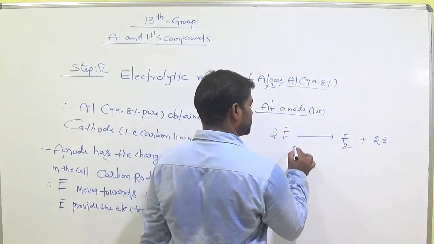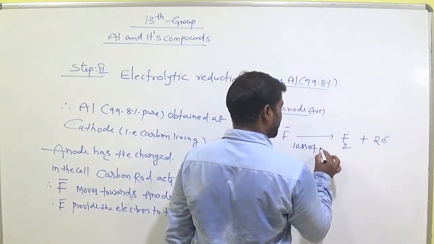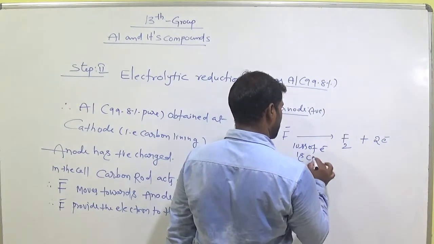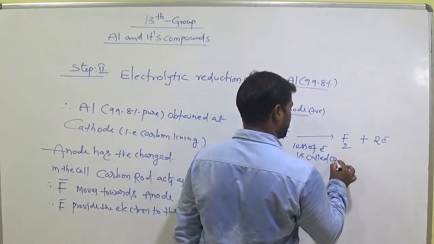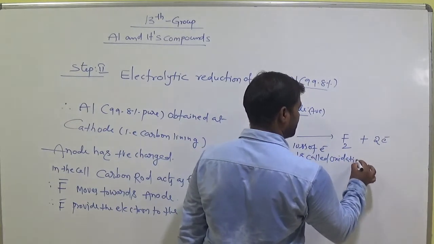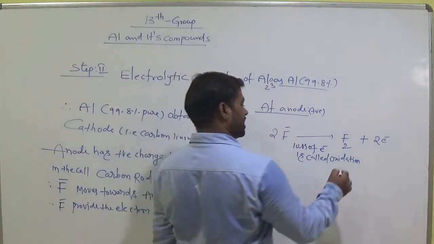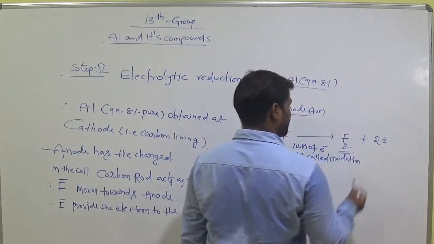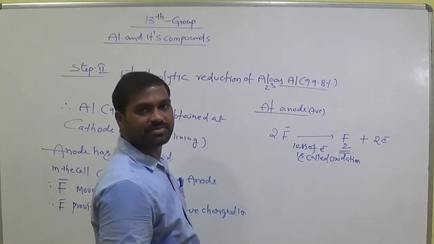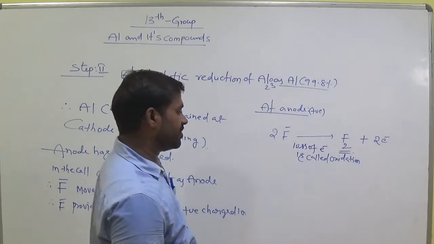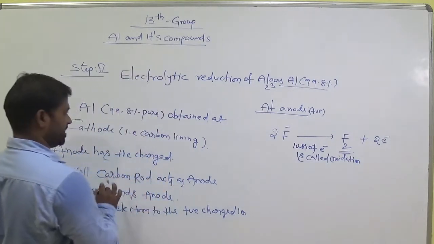So loss of electron is called oxidation. Okay. At the anode we obtained fluorine gas. Okay, fluorine gas. Clear up to everyone? So this is important here.